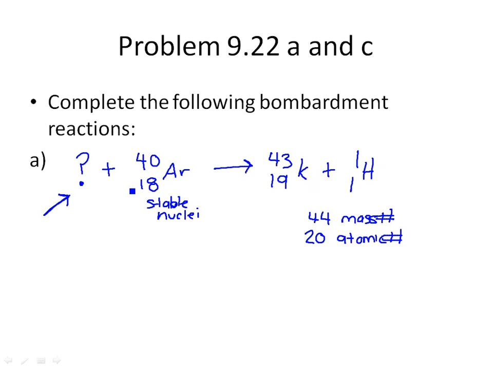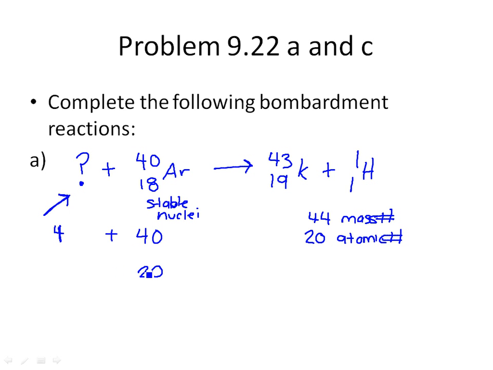Now we have to come up with what's going to fill in the blank here. So we have 40, but we need 44. So we know we're going to have a 4 as our mass number. We have 20 as our atomic number on the product side. I'll say this again: your numbers on the reactant side have to be equal to the product side, or vice versa. So 4 is going to have to be our mass number, and then we need 20 total.